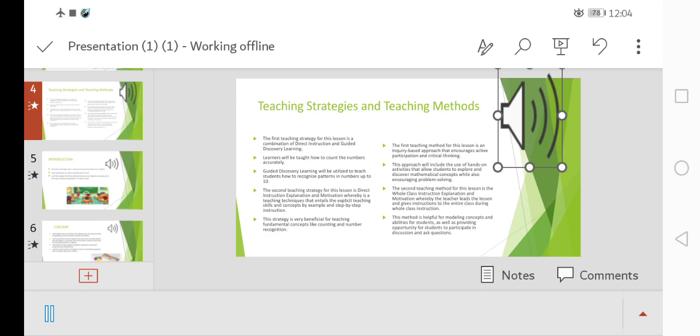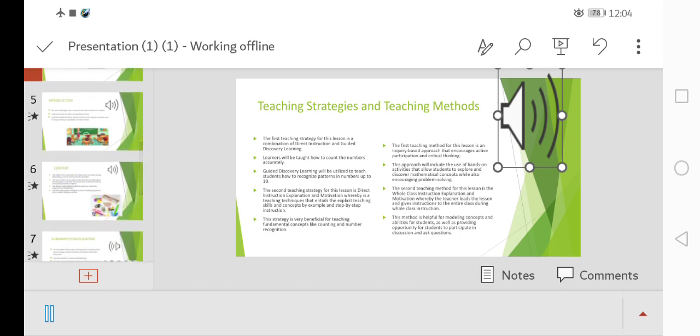The second teaching strategy for this lesson is direct instruction, explanation, and motivation, which is a teaching technique that entails the explicit teaching of skills and concepts by example and step-by-step instruction. This strategy is very beneficial for teaching fundamental concepts like counting and number recognition.